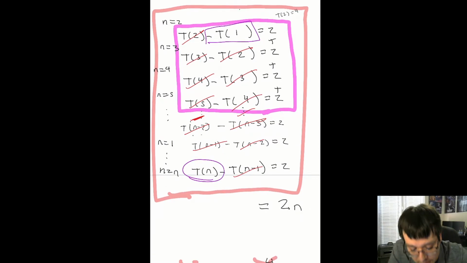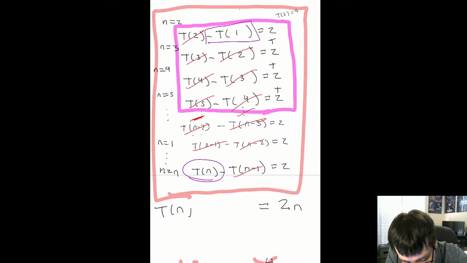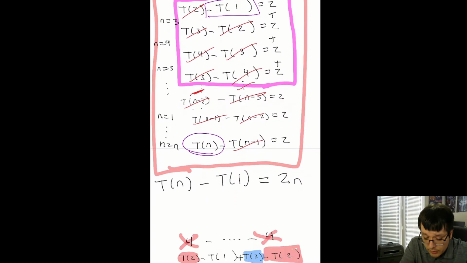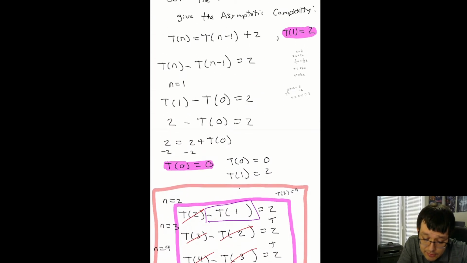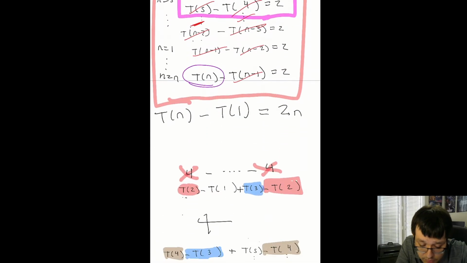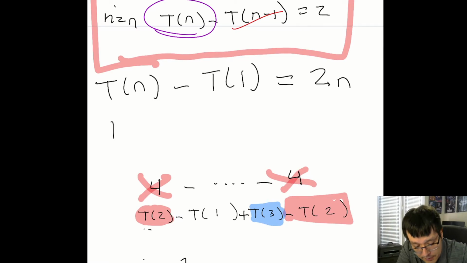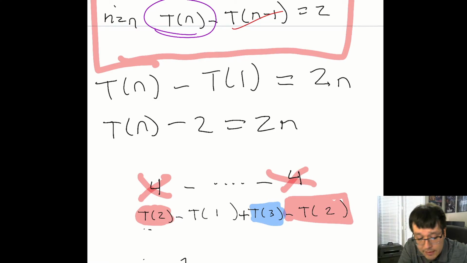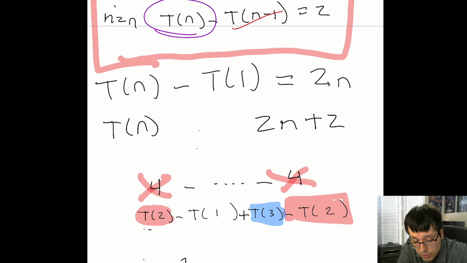This is on a case-by-case basis, really. Well, this ends up being T(n) minus T(1) is equal to 2n. Okay? And because we know what T(1) is equal to, because that's literally our base case, that's equal to 2. So this really becomes T(n) minus 2 is equal to 2n. If we flip the 2 to the other side, then the solution to our recurrence relation is 2n plus 2.